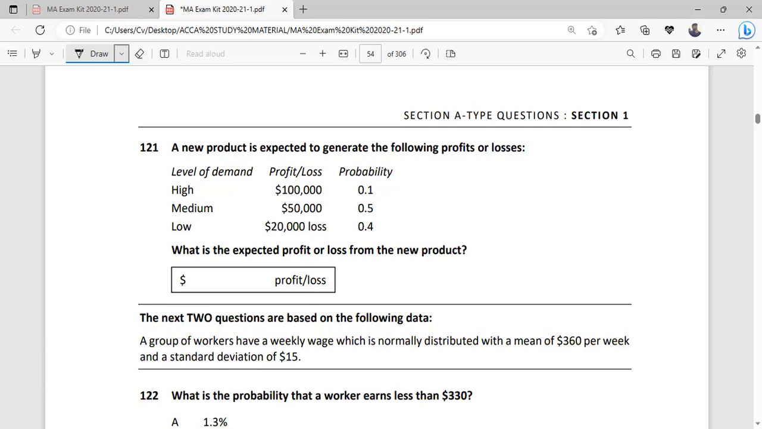Similar question, we have level of demand, profit and loss. 100,000 into 0.1, it's 10,000. 50,000 into 0.5, it is 25,000. Loss of 20,000 into 0.4, it is 8,000. So total is 35,000 and minus 8,000, the profit or loss is 27,000.